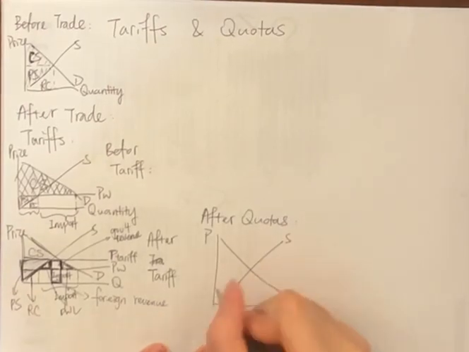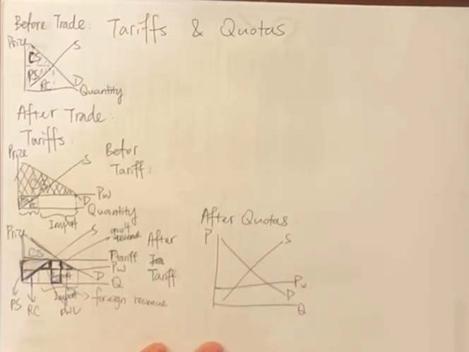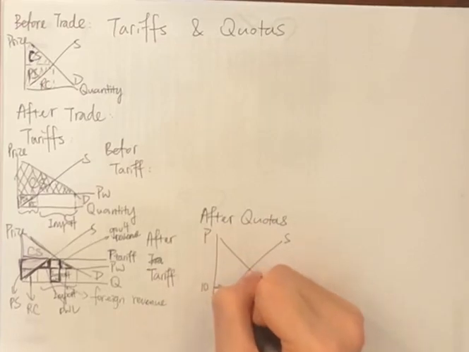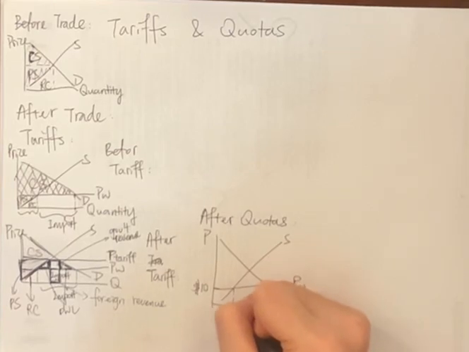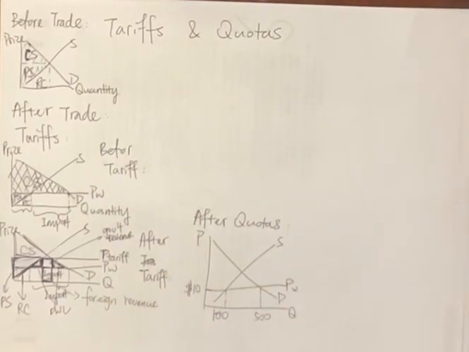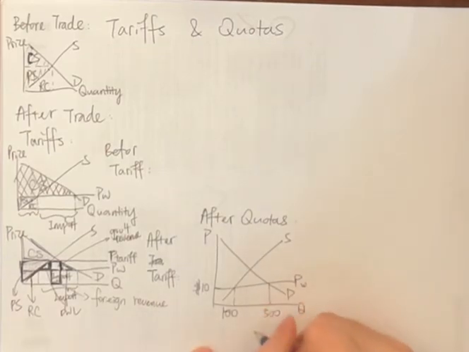For example, the price level before we set the quota is right here, and after we set a quota, the price level right here is, for example, $10. And then the quantity right here will be 100, and this is 500. And then we're going to set a quota of 200 units. Right now we import 400 from other countries, and we only want to import 200.